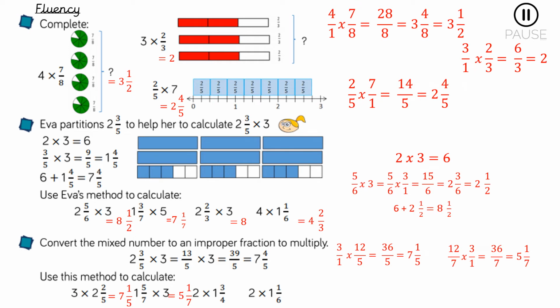Then we've got 2 times 1 3/4, so it's 2 over 1 times by 7 quarters equals 14 quarters. Convert that to a mixed number, which equals 3 2/4, and then simplify that down to 3 1/2. And then the last one, 2 times 1 1/6 becomes 2 over 1 times 7 over 6, which equals 14/6. Convert that to a mixed number, becomes 2 2/6, and then simplify that down, it becomes 2 1/3.